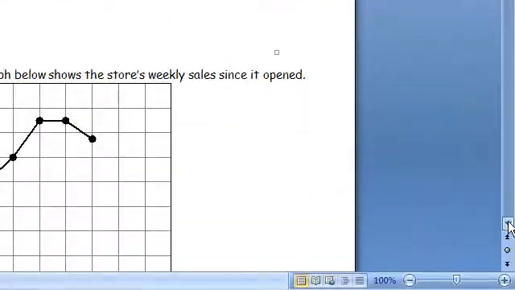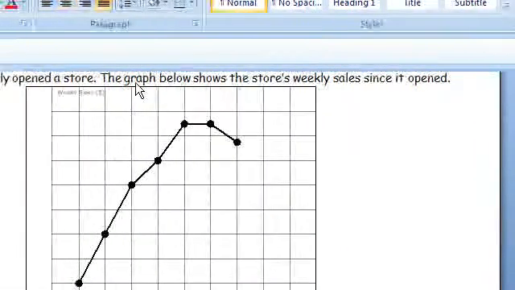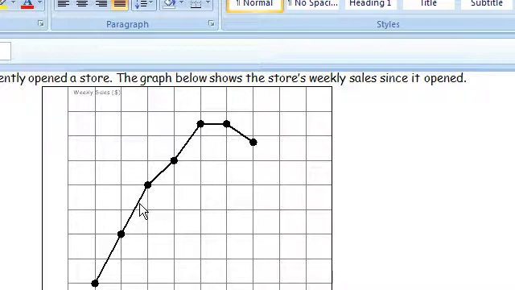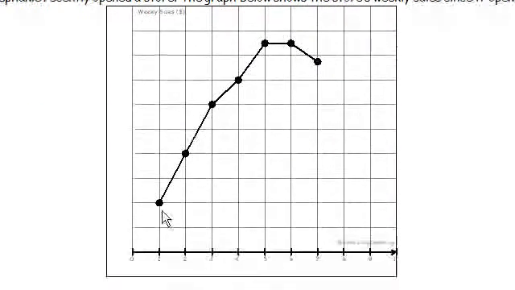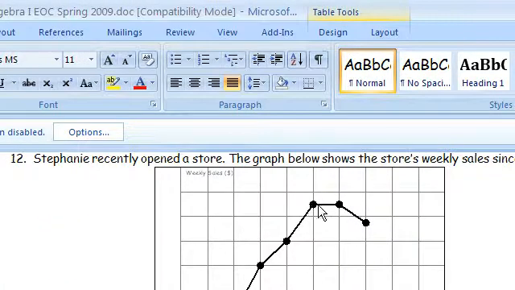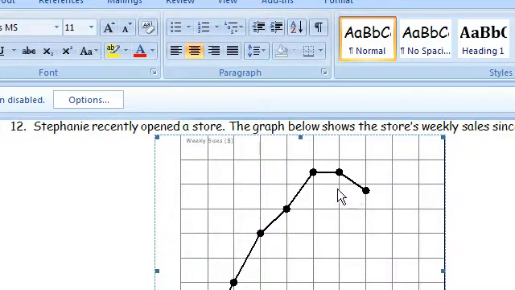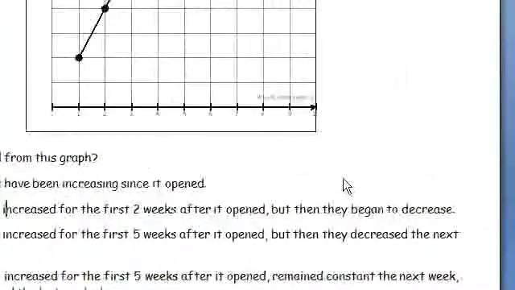Alright, let's talk about Stephanie's store. The graph below shows the store's weekly sales since it opened. Weekly sales is the y. Weeks since it opened is x. What can be inferred from the graph? Sales have been increasing since it opened. No, because sales stagnated then declined in these later weeks. Let's see here. Sales increased for the first 2 weeks, but then began to decrease.